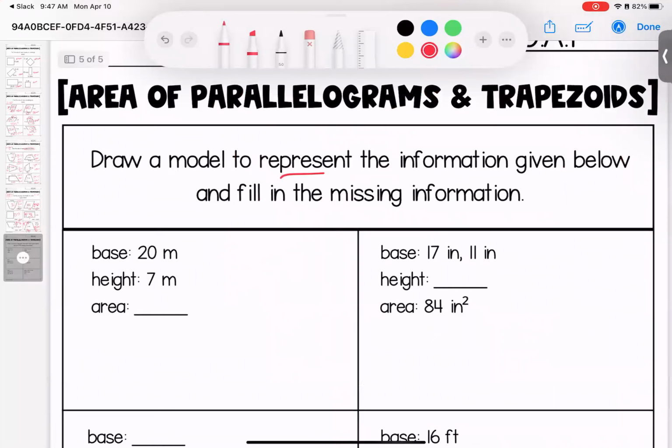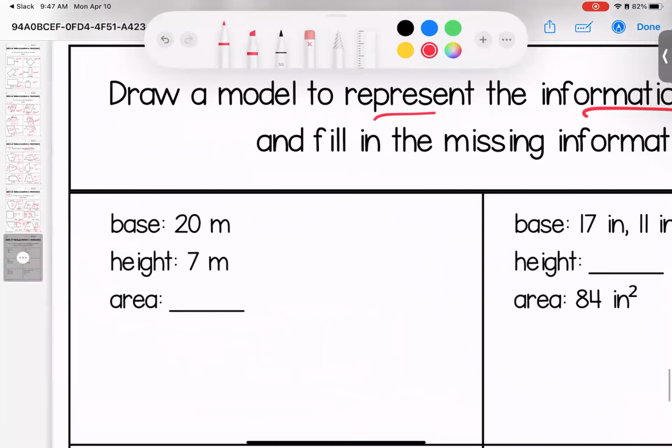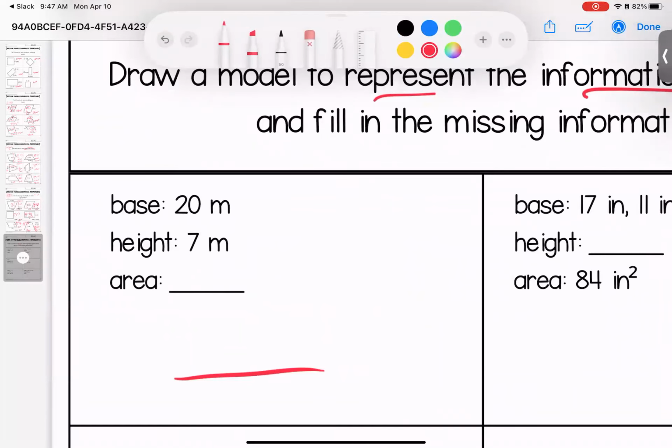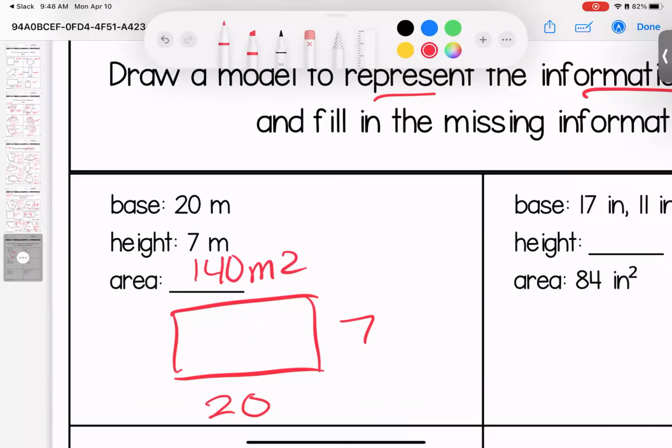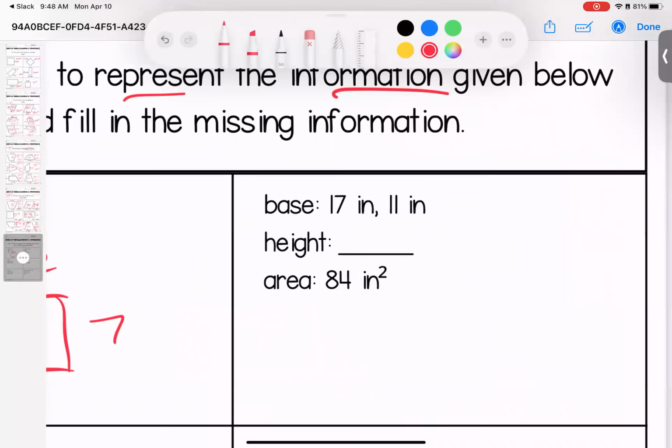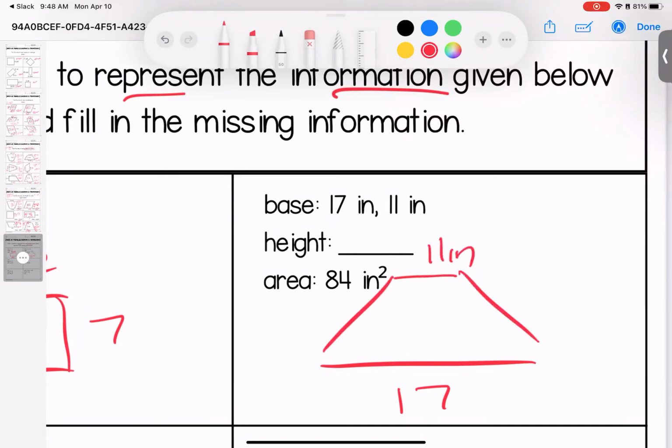Draw a model to represent the information given and then fill in the empty piece. So we have a base of 20 and we have a height of 7. And I want to know the area. 7 times 20 is going to give me 140 meters squared. We have a base of 17. We have another base of 11. And I want to know the missing height.